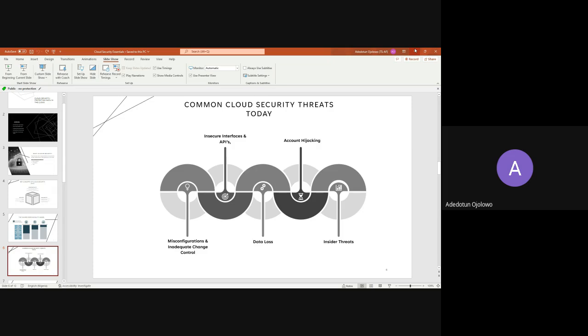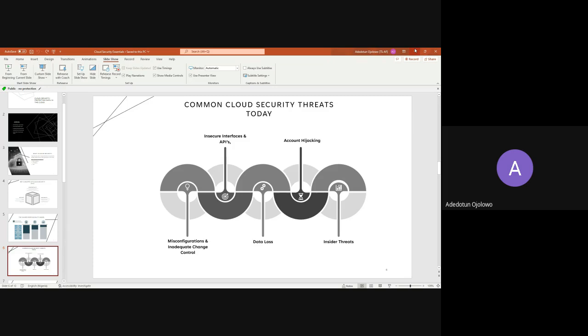And insider threats too. A lot of organizations have people that can sometimes be intentional, or it can also be unintentional, in the sense whereby people can accidentally leak data. So this is something that should really be stressed in cloud security today. And there are so many more.